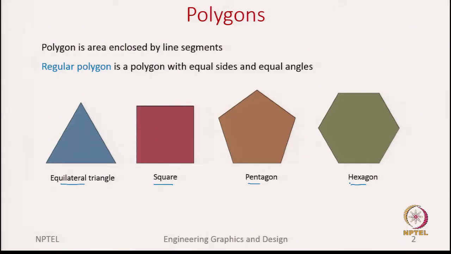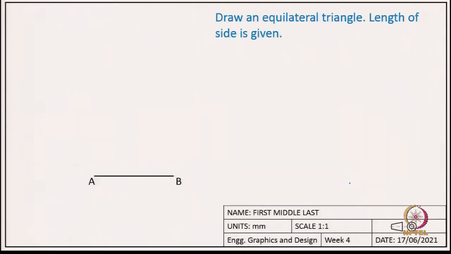Again, I am sure most of us know how to draw an equilateral triangle and a square and most likely a hexagon. But let us say if I ask you to draw a polygon of more than 6 sides, then probably you may need some special techniques. We will discuss one in this class. But let us start with the simplest one, which is to draw the equilateral triangle.